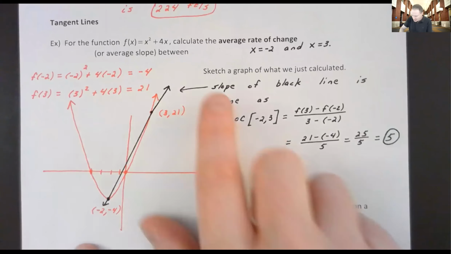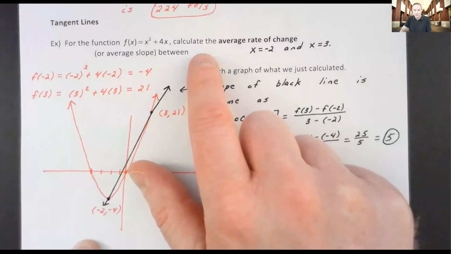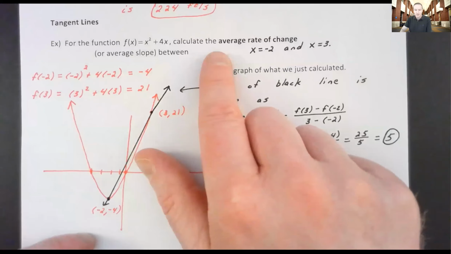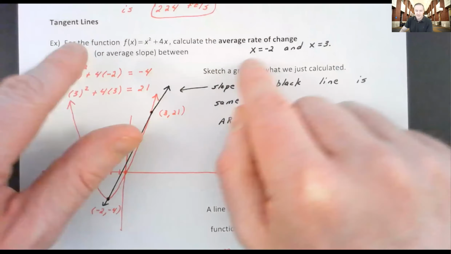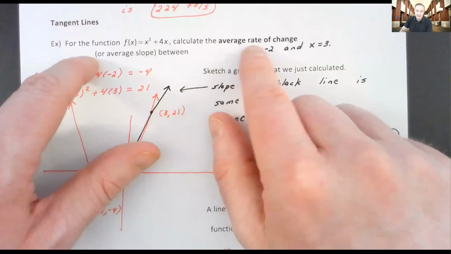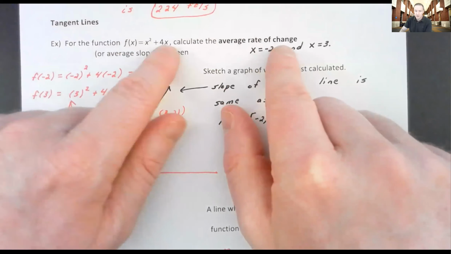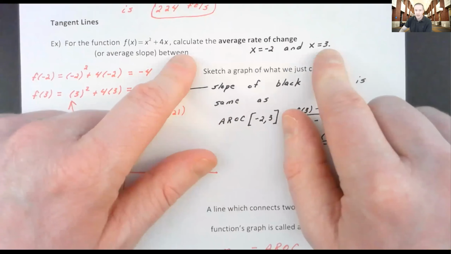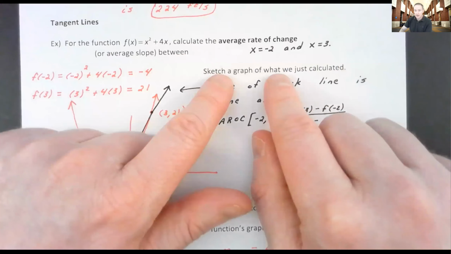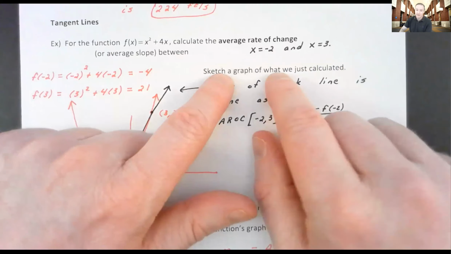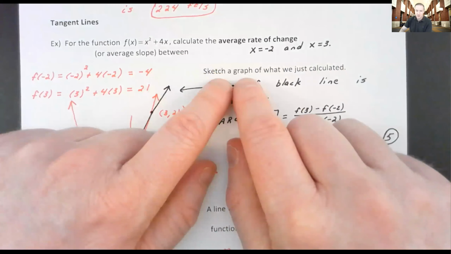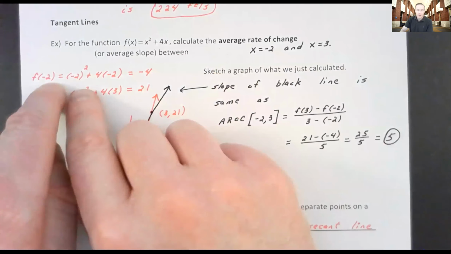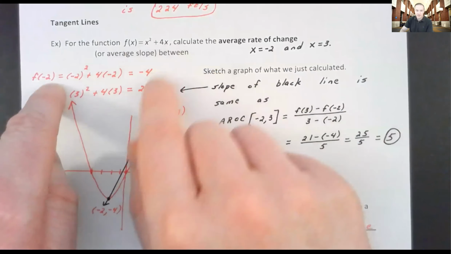Now, I changed the notes a little bit. I believe it was x equals 0 and x equals 1 here, but I whited it out. Just for a better graphical representation, I want to calculate the average rate of change, or the average slope, between x equals -2 and x equals 3. First of all, I want to go ahead and sketch a graph, and then I'll talk about the average rate of change. So I plugged in f of -2, and I got -2 squared plus 4 times -2.